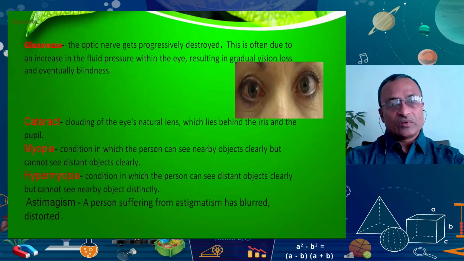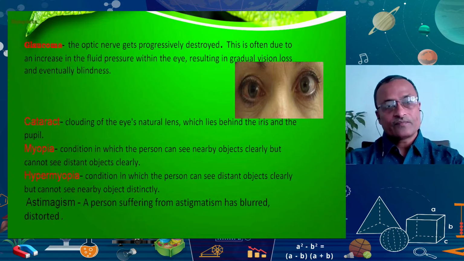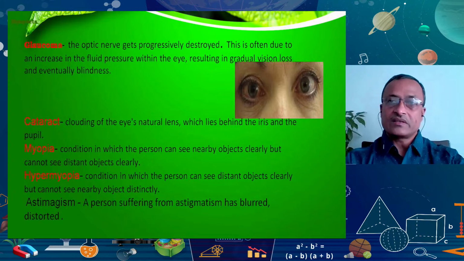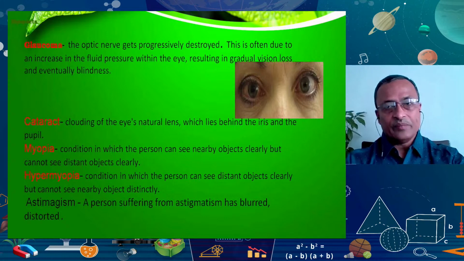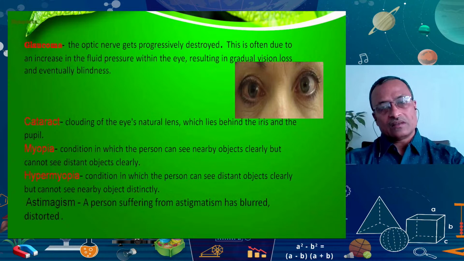Now, I talked of a term known as glaucoma. So let us understand what this glaucoma means. It is a condition in which the optic nerve is progressively destroyed. Progressively means that from the start of the disease, the vision gets completely destroyed. Vision stops, and the optic nerve is progressively hampered, and because of that, the patient under the effect of glaucoma loses his vision completely, and eventually he is blind.